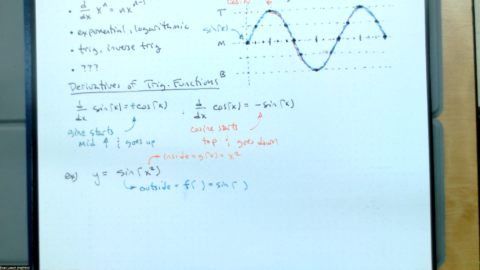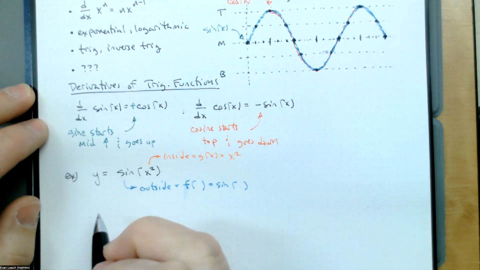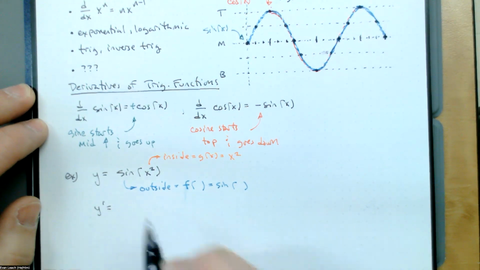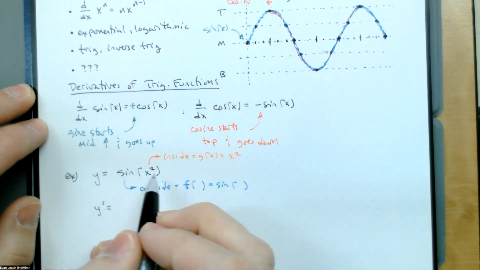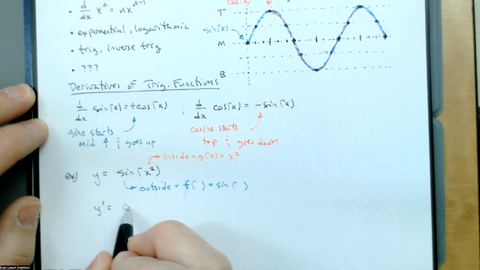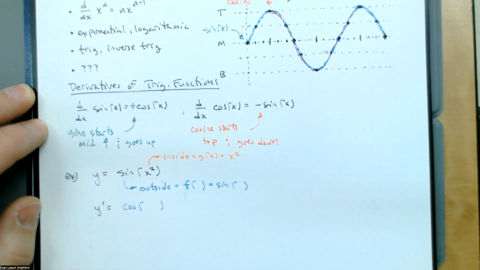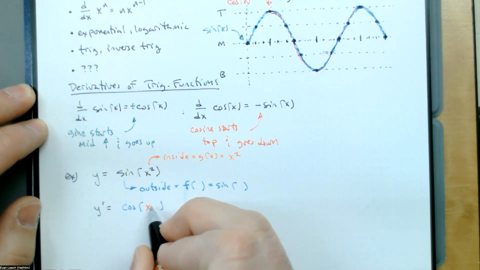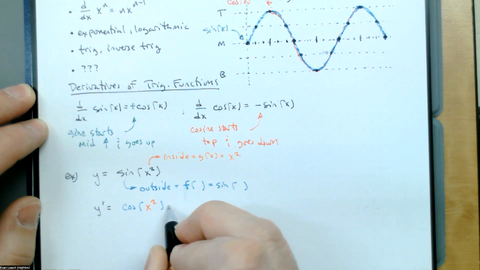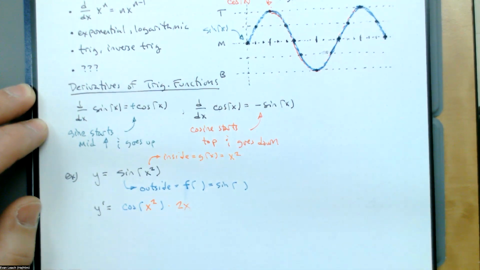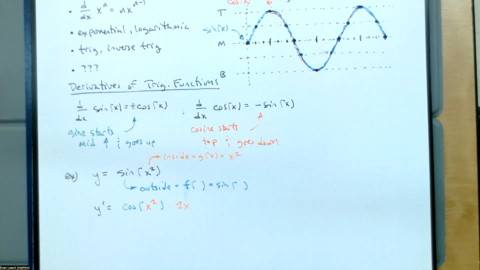So if I want the derivative of sine of x squared, it's cosine of x squared times the derivative of x squared. So y prime: the derivative of sine of stuff is cosine of stuff times the derivative of the stuff. The inside was x squared, so the derivative of sine of x squared is cosine of x squared times the derivative of x squared, which is 2x, times the derivative of x, which is 1. And that's where we stop.